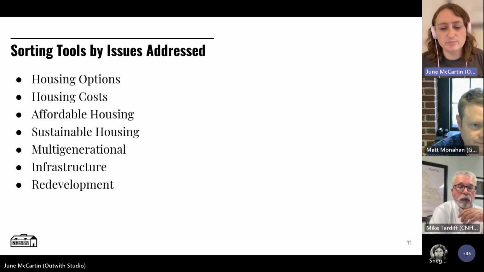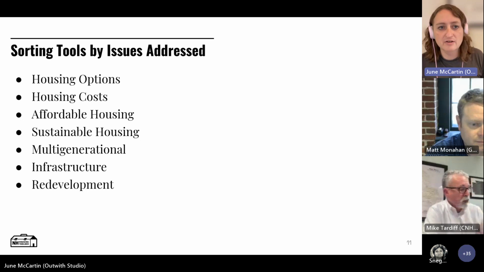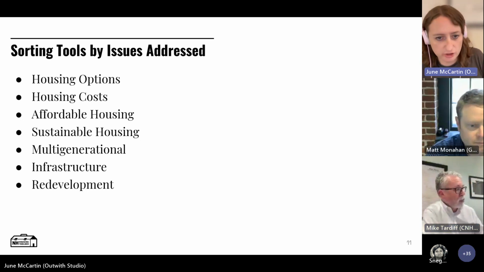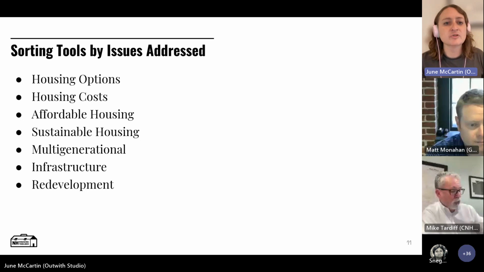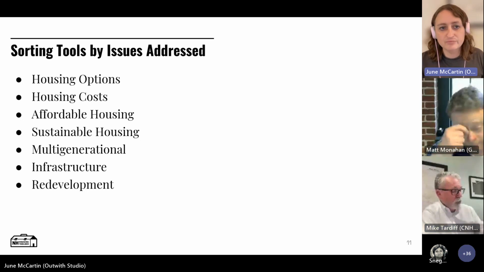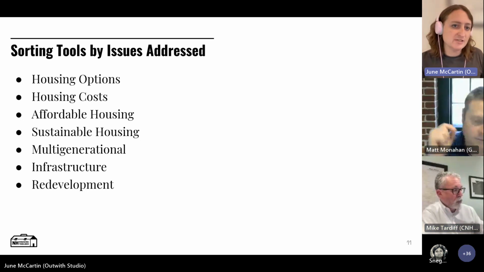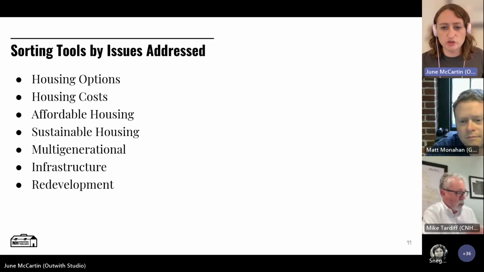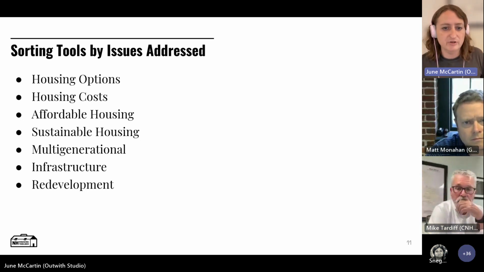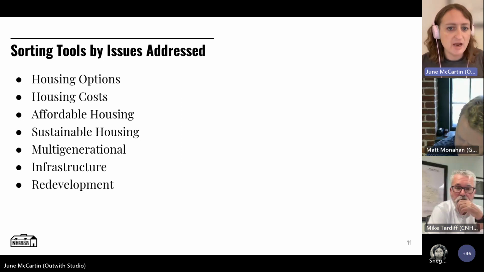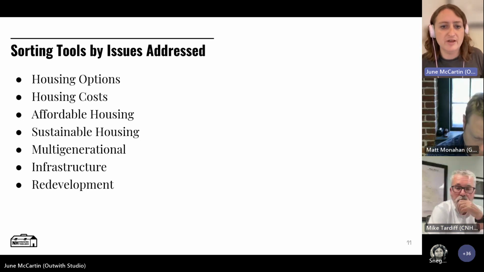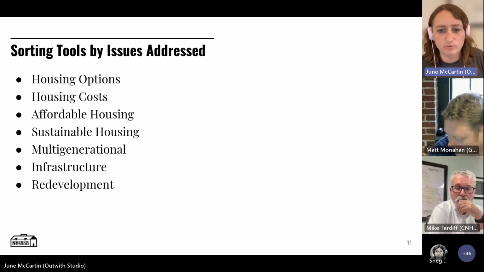I mentioned it's broken down by issues addressed. We broke these down into housing options, housing costs, affordable housing, so that's formal, deed restricted affordable housing, workforce housing, sustainable housing, multi-generational housing options, questions around infrastructure, so lack of capacity, either helping you build up capacity or work around limitations, and then redevelopment of underutilized or vacant properties.